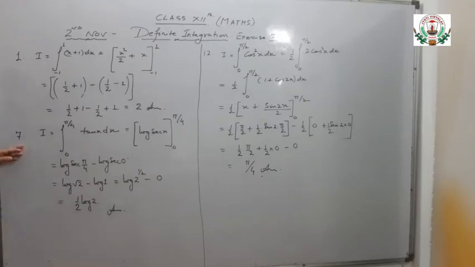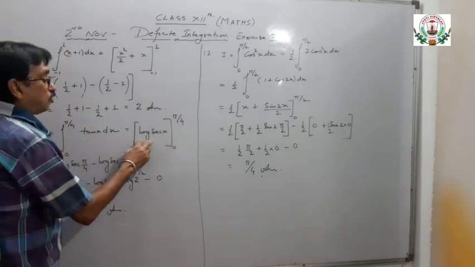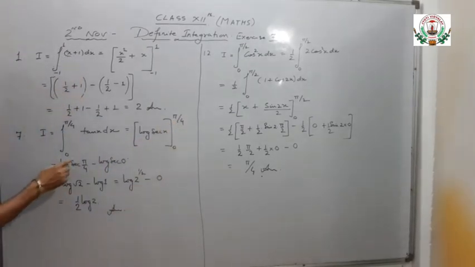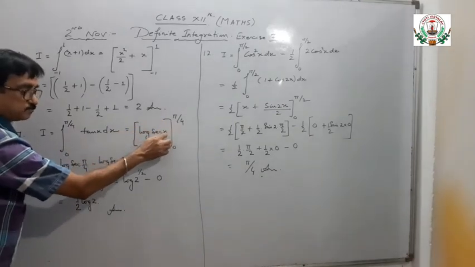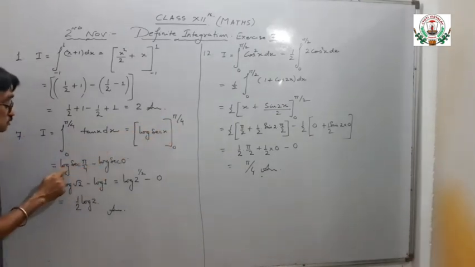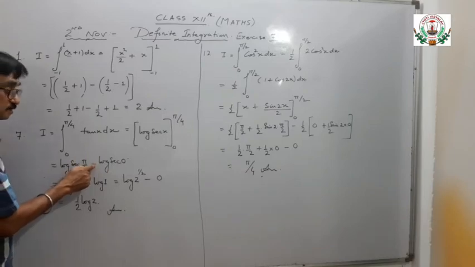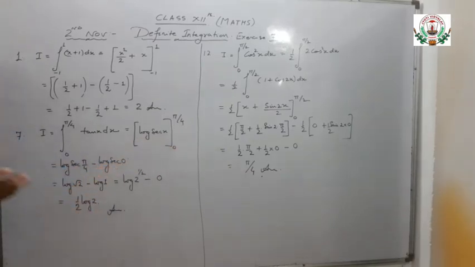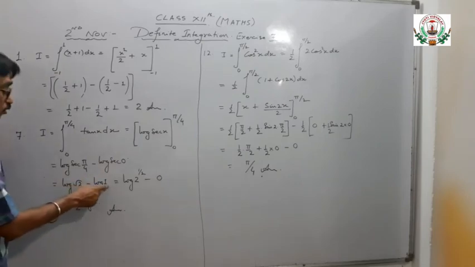Now question number 7, integration 0 to pi by 4 tan x dx. Here the lower limit is 0 and the upper limit is pi by 4. So integration of tan x is log sec x from 0 to pi by 4. Upper limit: in place of x we substitute pi by 4, log sec pi by 4, minus now the lower limit, log sec 0. As sec 0 is 1, it becomes log 1.